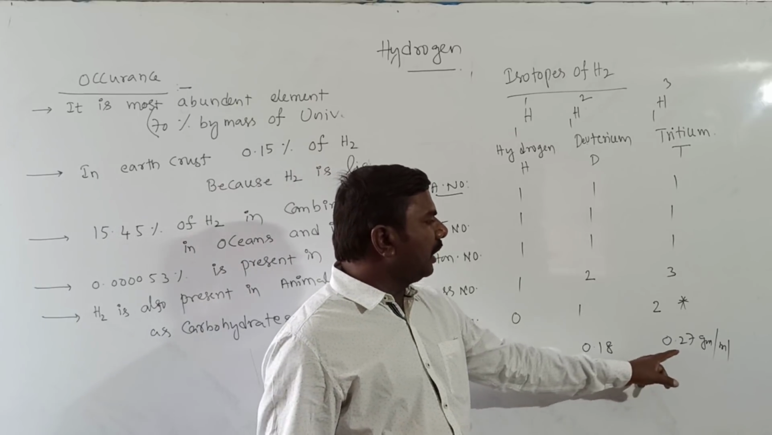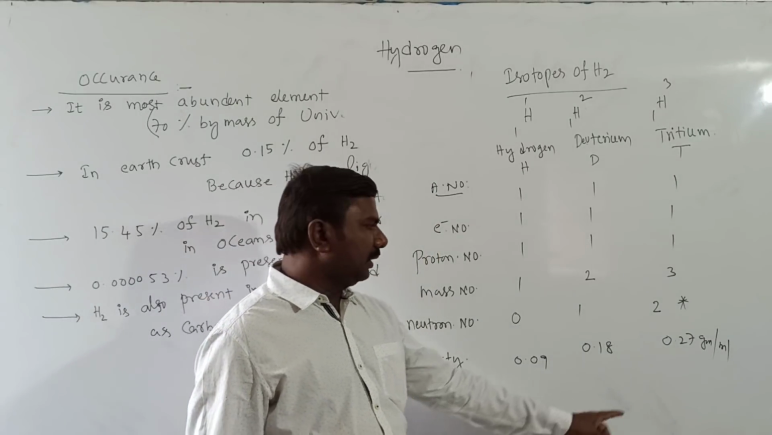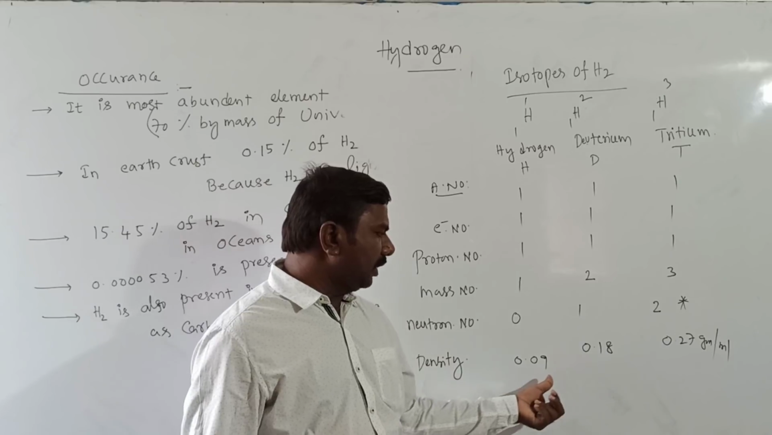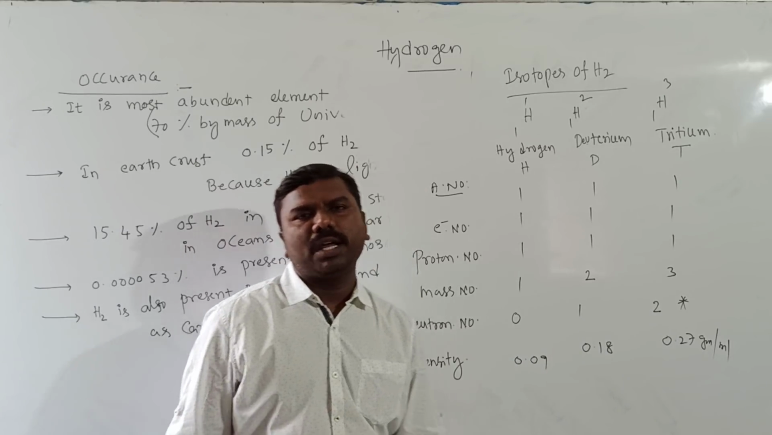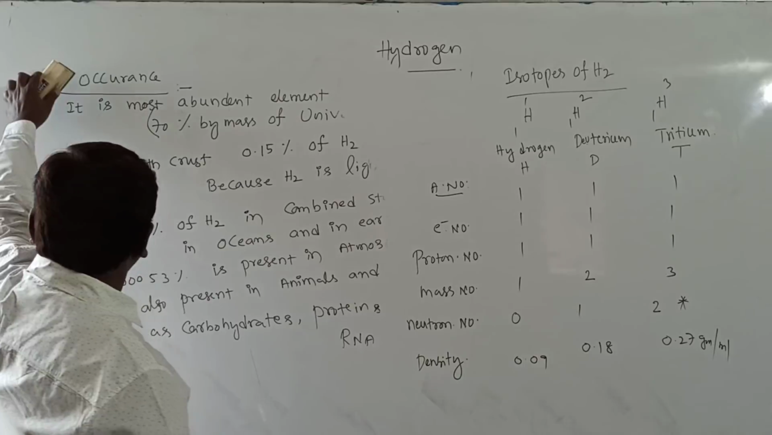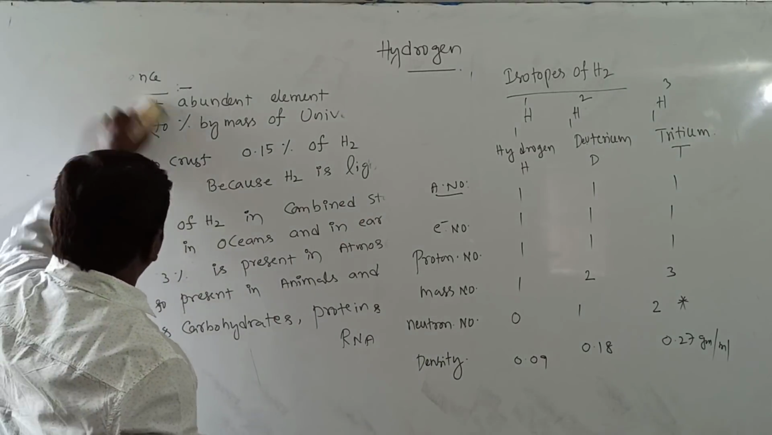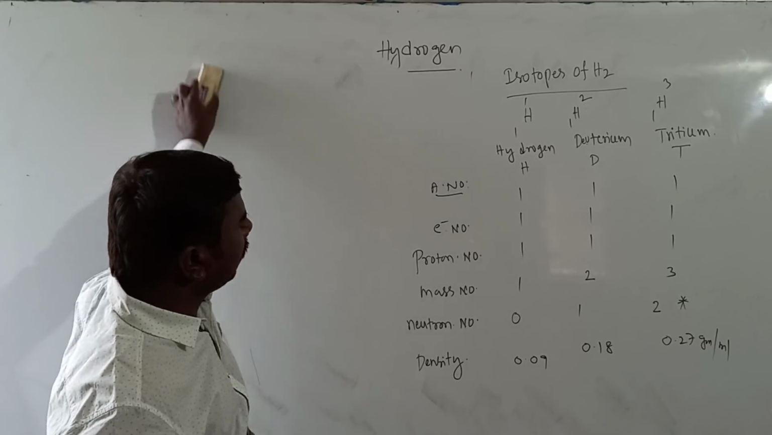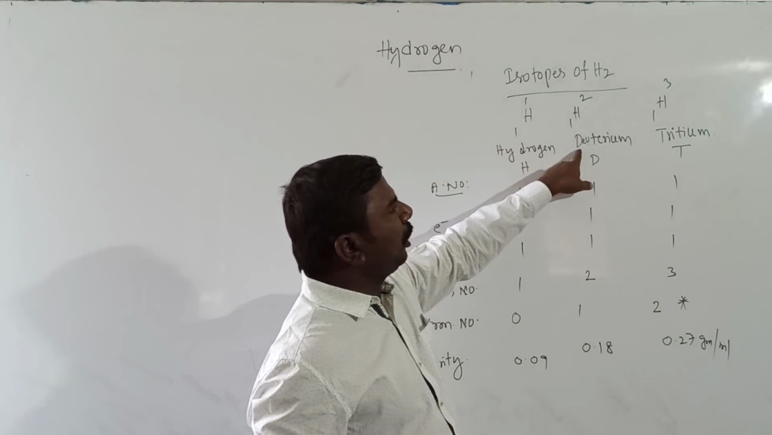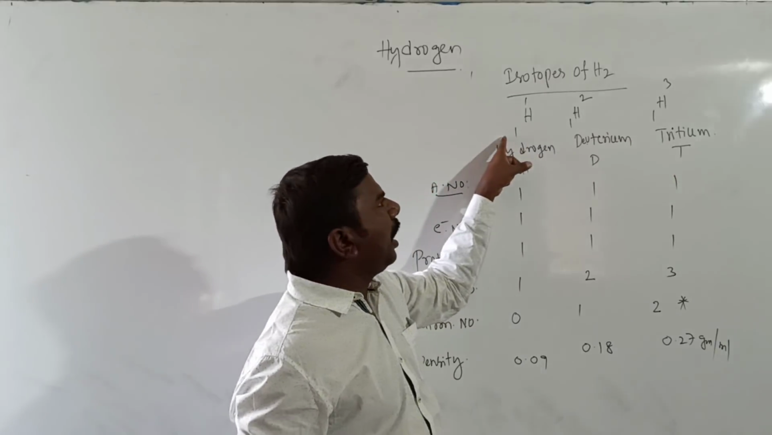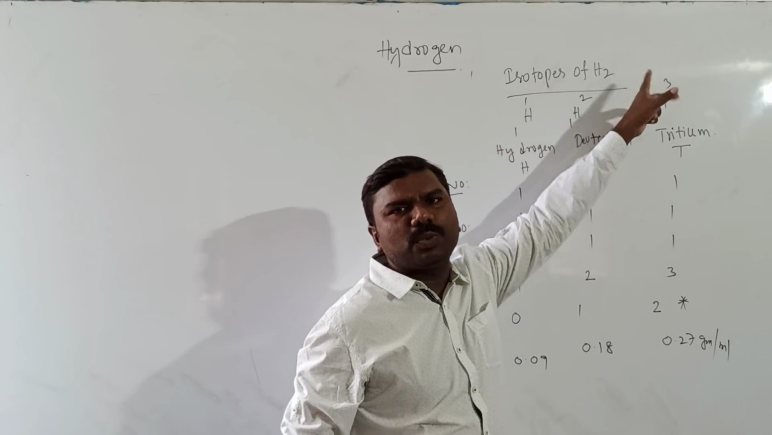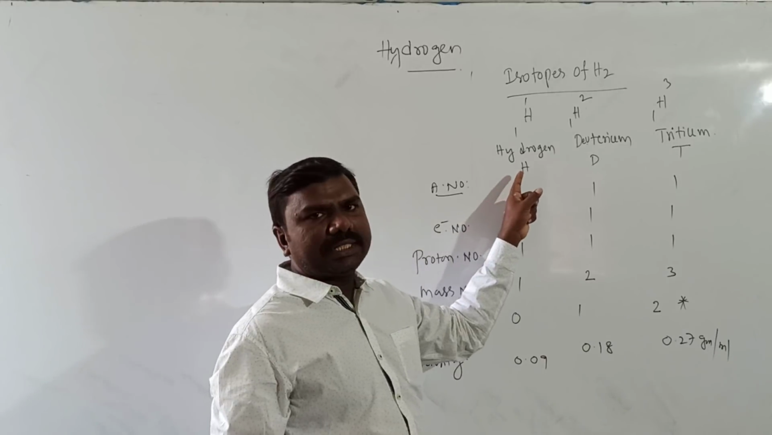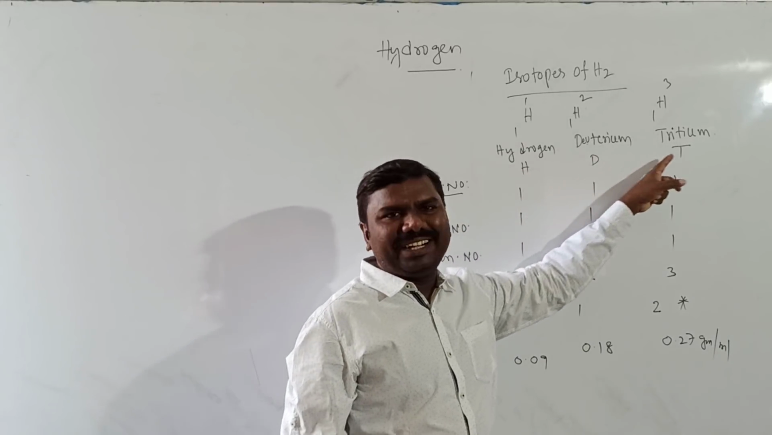Which is having a higher physical property? Tritium, followed by deuterium, followed by which one? Hydrogen. These are all isotopes. Isotopes of hydrogen are hydrogen, deuterium, tritium: H 1 1, H 1 2, H 1 3, otherwise indicated by the symbols H, D, T.